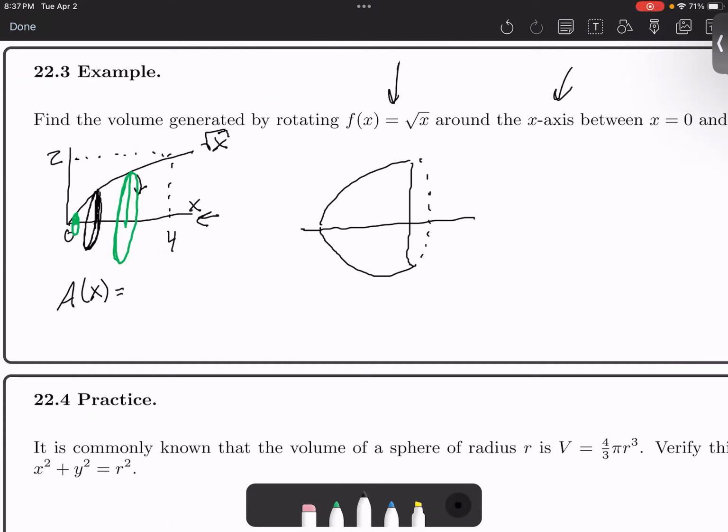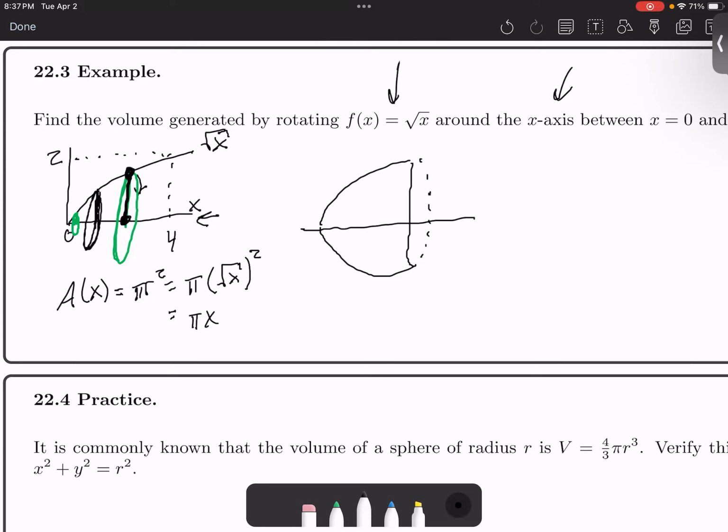So the area is going to be the area of a circle, which is pi r squared. The r here is that radius, but the radius is the distance from the square root function to the x-axis, which is just the value of the square root function. So I'm going to take that radius and square it. The areas of our cross-sectional circles are pi times x. Oops, I already wrote down my pi.